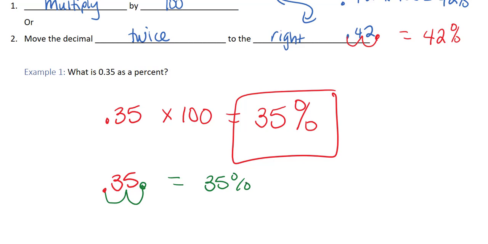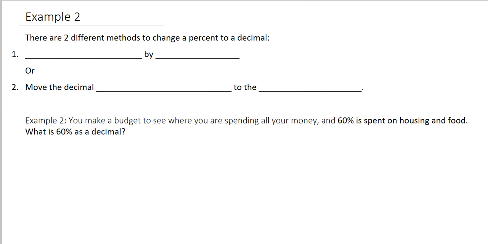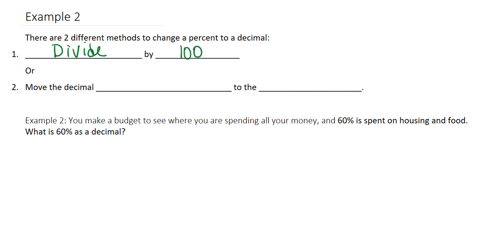Let's look at the next example. Now there's two different methods now to go from a percent to a decimal, right? And you can probably see how we're going. So the first one, right, if we went from decimal to percent, we multiply by 100. But if we're going percent to a decimal, we're going to go ahead and divide by 100. Or we can go ahead and move the decimal twice to the left. So let's look at the example.